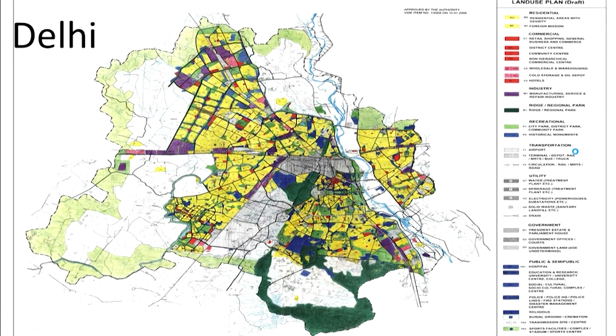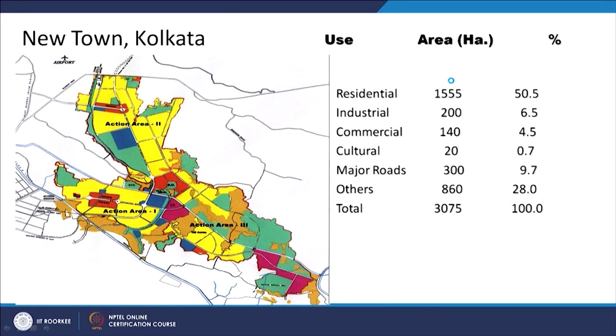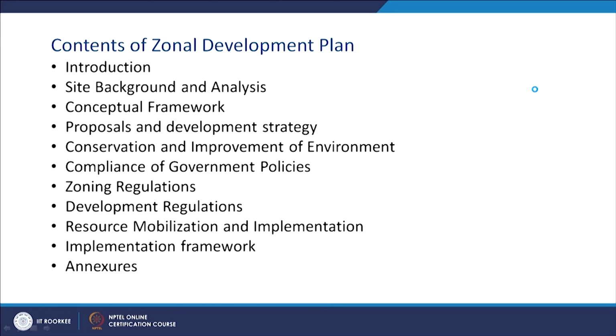Now, let us see some of the physical plans or land use maps, how they look. This is the plan for the Delhi master plan. I showed this earlier also. This plan shows the basic land use plan of the city. This land use is basically gross land use. Bangalore, this is another new township in Kolkata, where the percentages of the land uses are also shown, like residential 50%.